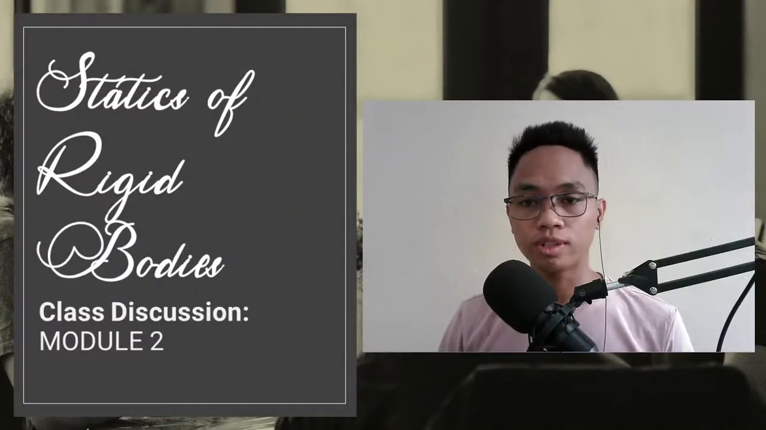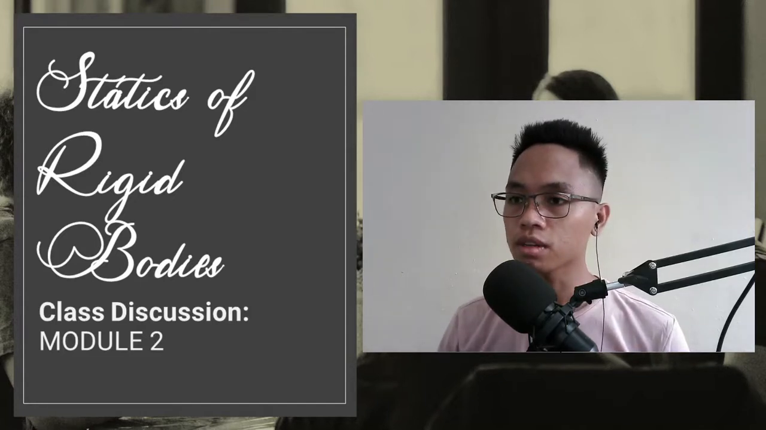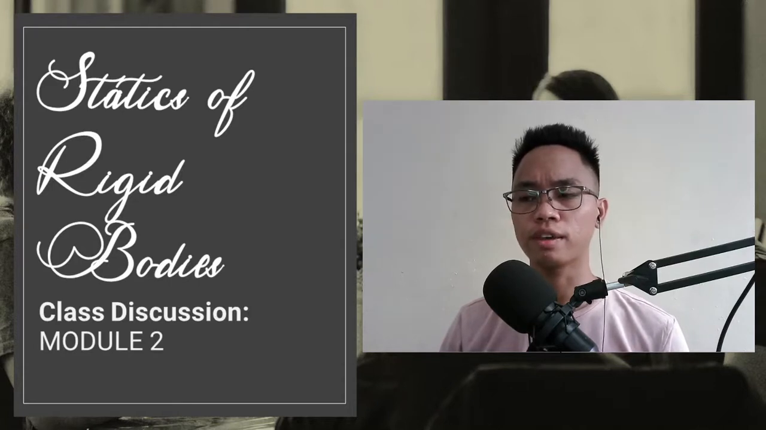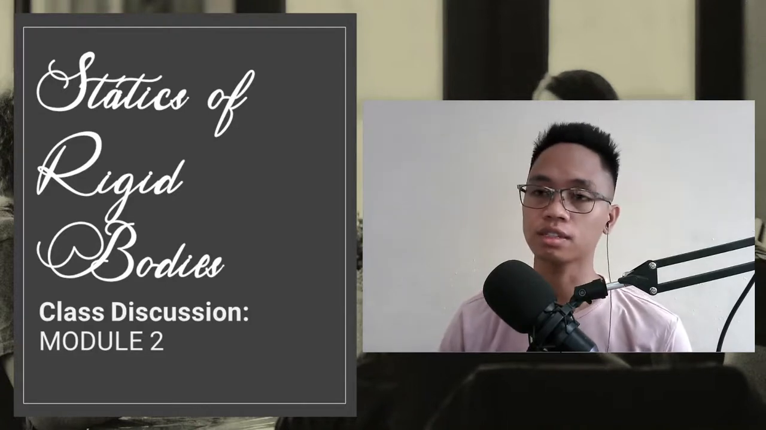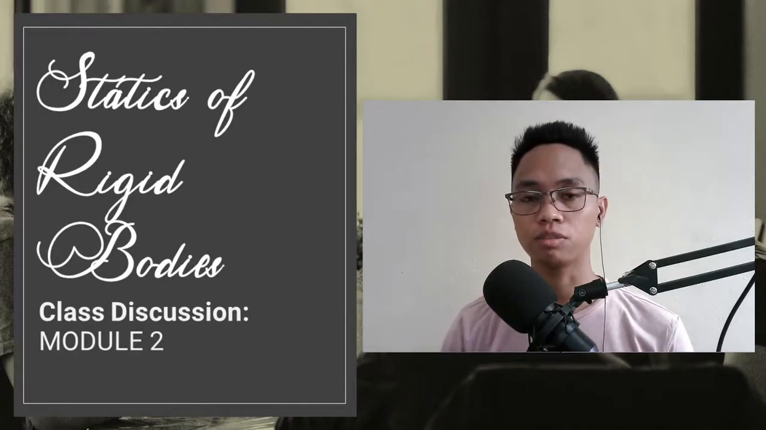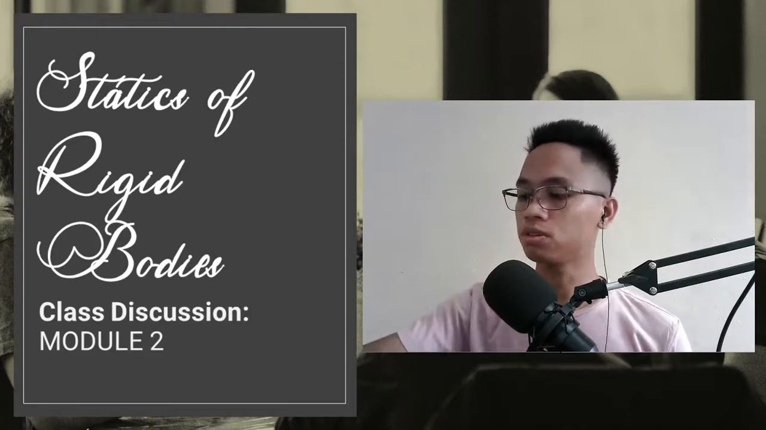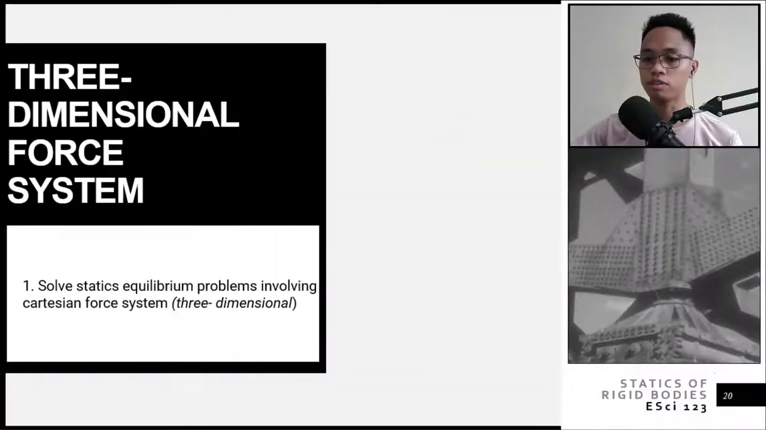Okay, so welcome again to another part of our Module 2 discussion, which is all about the equilibrium of a particle. In the last part we discussed the coplanar force system. So we know that the summation of forces along x and the summation of forces along y should be equal to 0 in order for us to solve static equilibrium problems, right? So now let's continue our discussion with the three-dimensional force system.